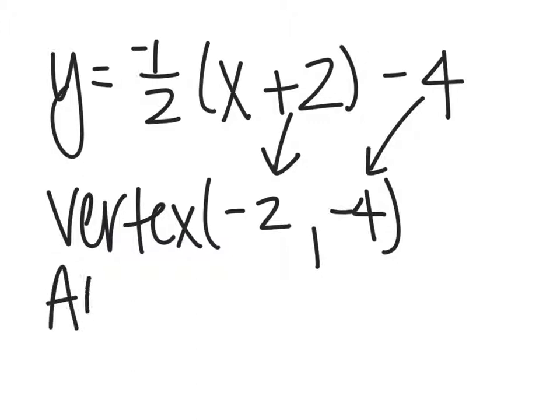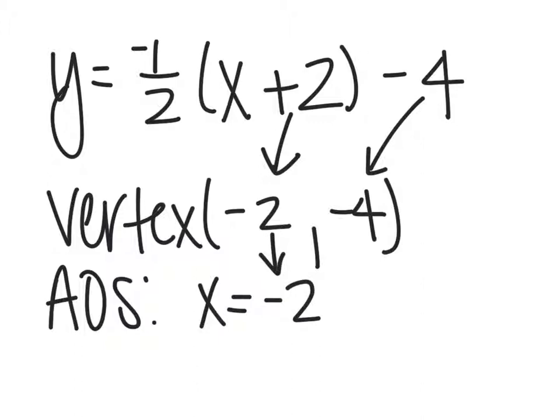To find my axis of symmetry, it's going to be x equals negative 2 because it's the same number. So every time, the number that's in the parentheses with x is going to be your x value with the opposite sign, and it is your axis of symmetry. And the number that's outside the parentheses, the minus 4, is going to be the y value of our vertex.